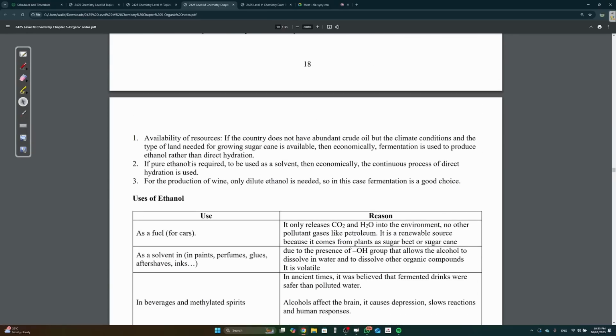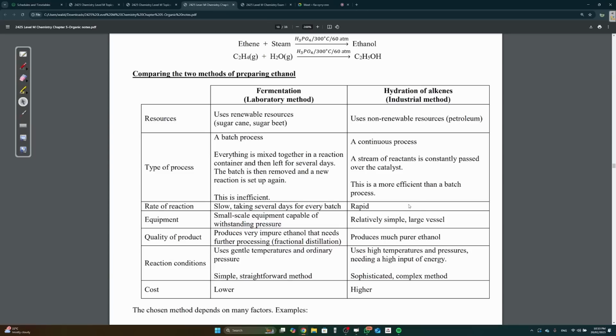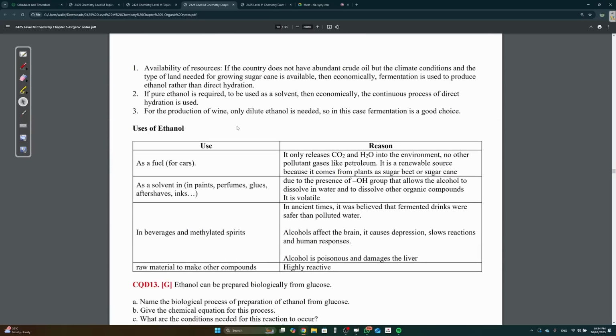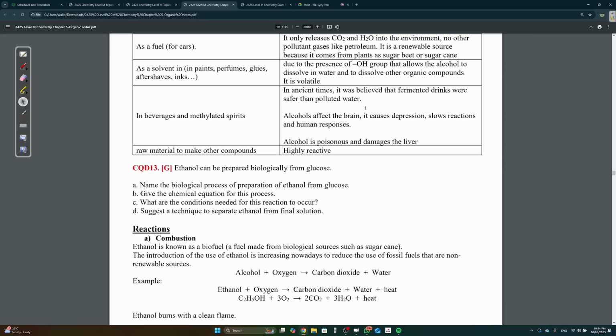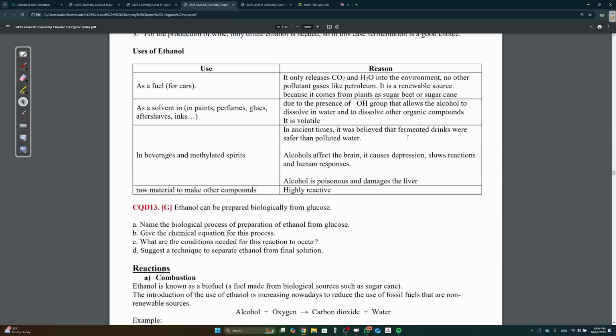Also, if pure ethanol is required, then obviously they use hydration. You need to know hydration gets you pure ethanol. Read over this, don't skip it. If you need pure ethanol directly, then obviously the hydration method will be better and faster, because fermentation, remember, gets you a not pure solution of alcohol. You have to do fractional distillation after it. For the production of wine, only dilute ethanol is needed, so fermentation is a good choice. So she might ask you which method is used to produce wine, the industrial method or the lab method. You would say the lab method, fermentation.